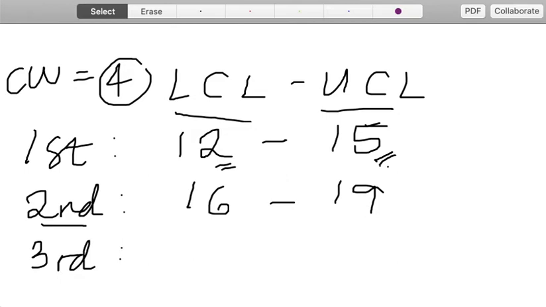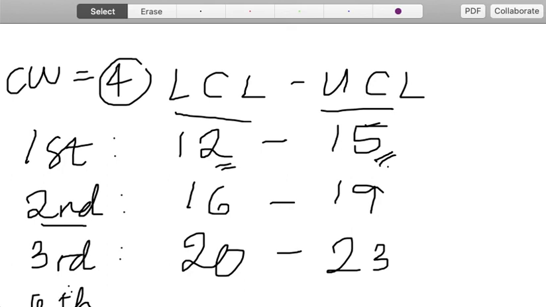For the third class interval, we add 4 to the previous. So the lower class limit of the third class interval is 16 plus 4, which will give us 20, which is also the number that comes after 19. In the same manner, 19 plus 4 will give us 23. So you continue up until the sixth class interval. Okay, so we will show that in our next slide.